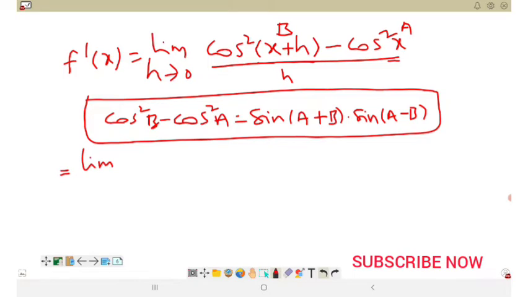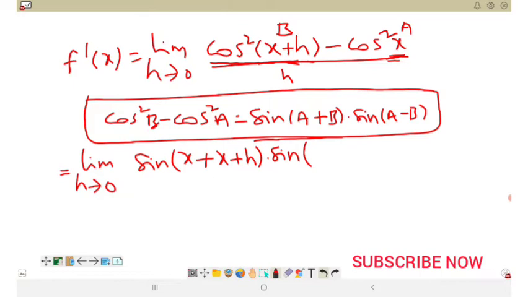So limit h tends to 0, cos square b minus cos square a. So sin of a plus b. So a is equal to x, b is equal to x plus h. Sin of a plus b is x plus x plus h, into sin of a minus b, which is x minus (x plus h), divided by h. So x minus x cancel.